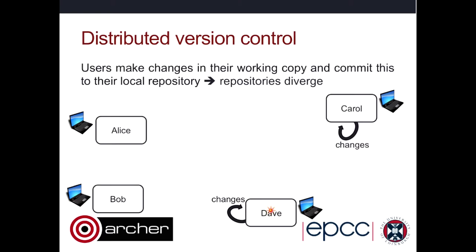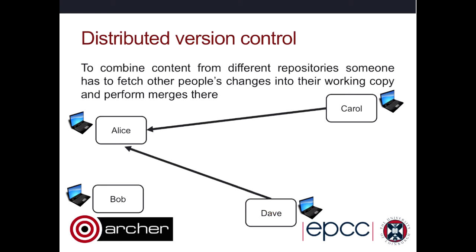Because by sacrificing this one central repository, we somehow need to combine the content from different repositories. The reason we're doing all this work is working jointly on something, on some piece of software, for example. At some point, we will want to combine the content from these different repositories. So we've just shifted the problem of merging the changes that different people have made from occurring in the central repository to, at some stage, happening somewhere else.